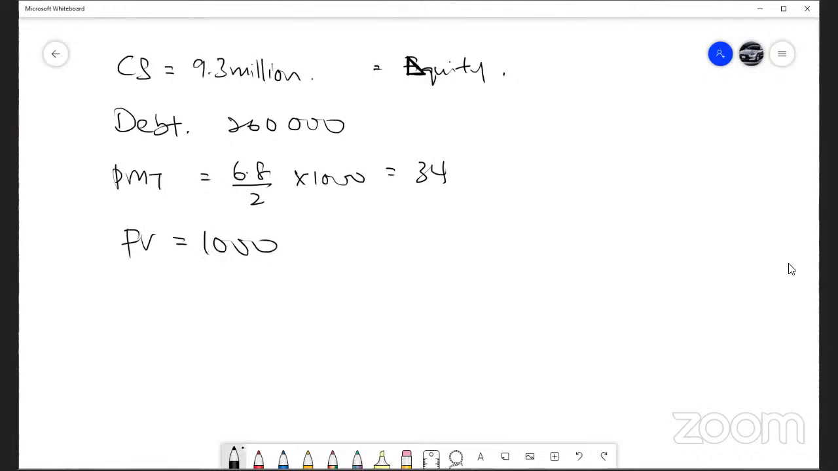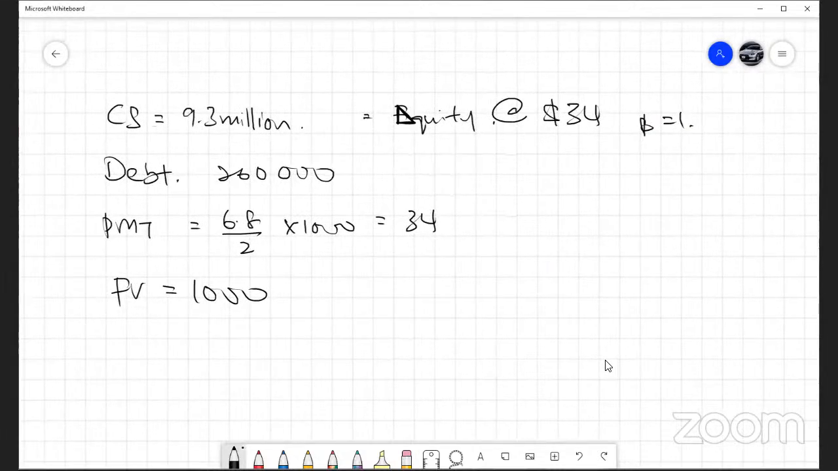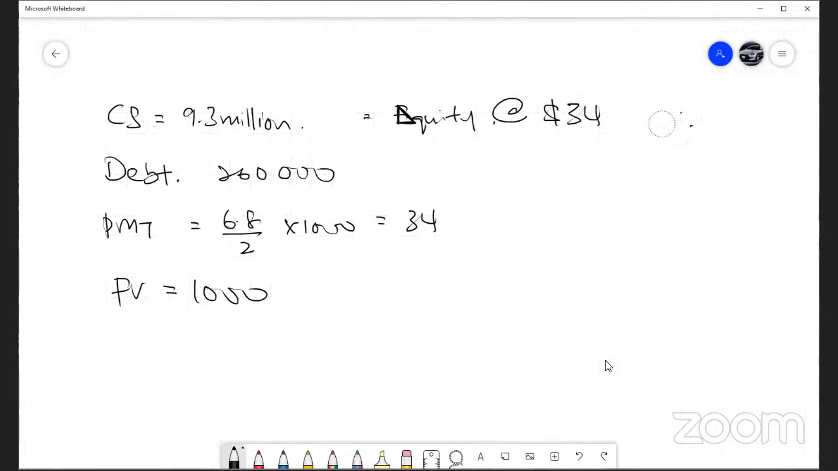The common stocks currently sells $34. Okay, this is the common stocks. The price is $34 and has a beta of 1.2. Beta 1.2. This one is for the equity, beta 1.2.